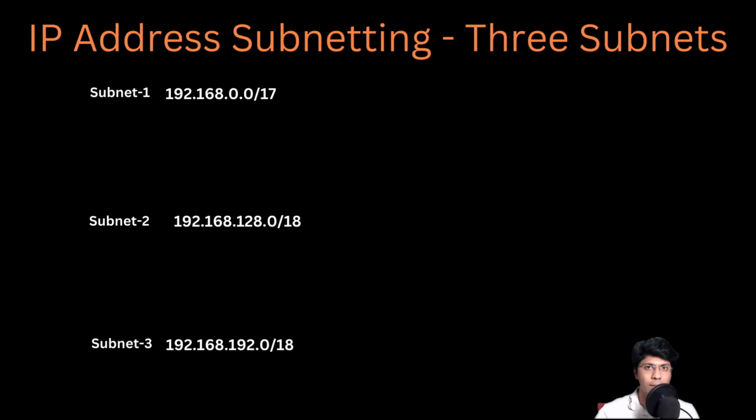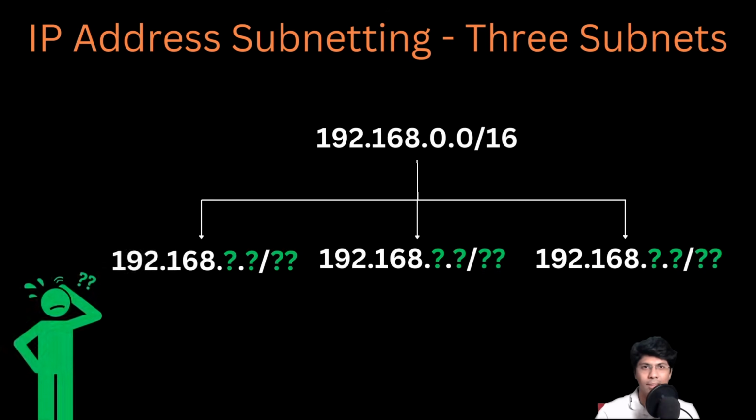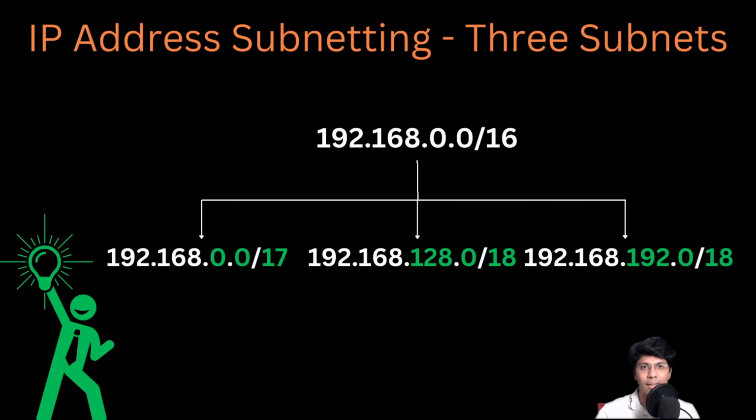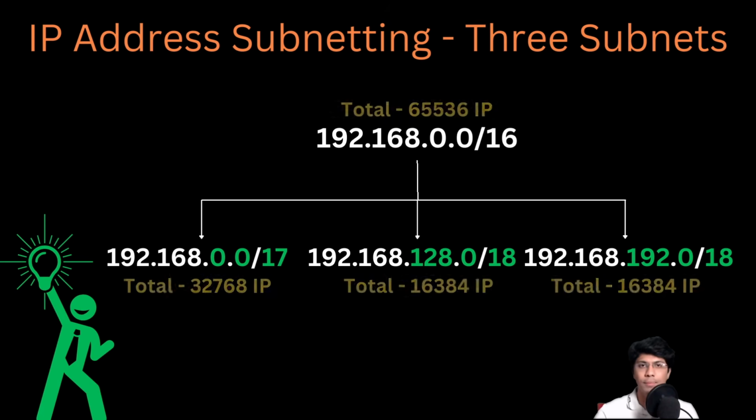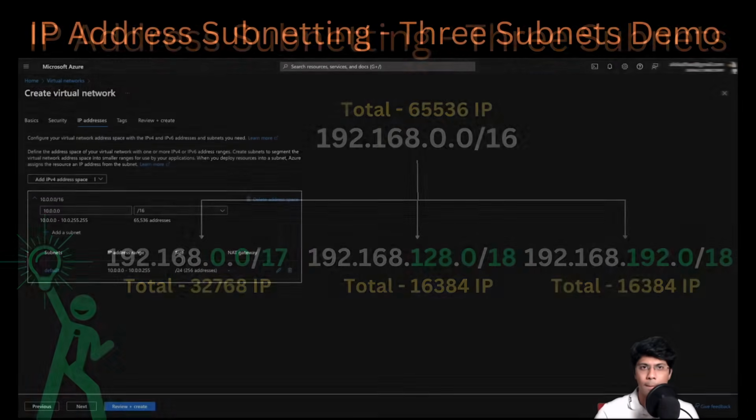Now you can give the result here to the question marks. Yeah, we have smartly divided the address space 192.168.0.0 into 3 unequal subnets, in which the first subnet can provide IP addresses to 32768 devices, and the second and the third subnet can provide IPs to 16384 devices. Let's quickly see this in action in the Azure portal.